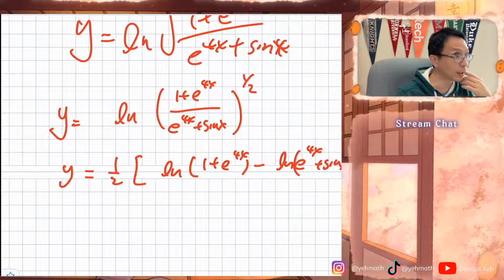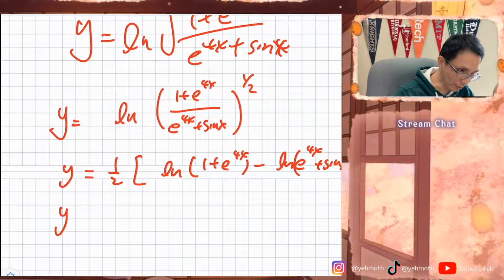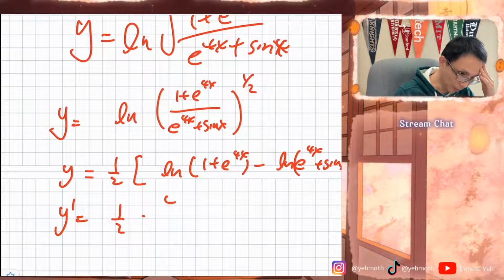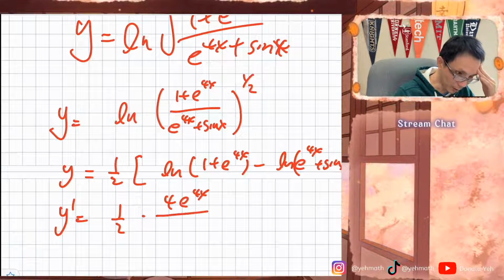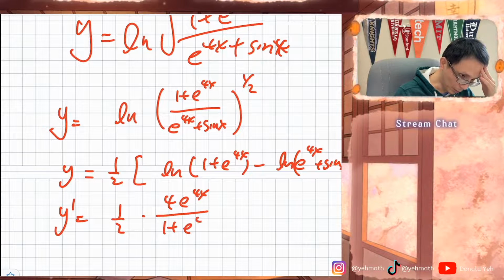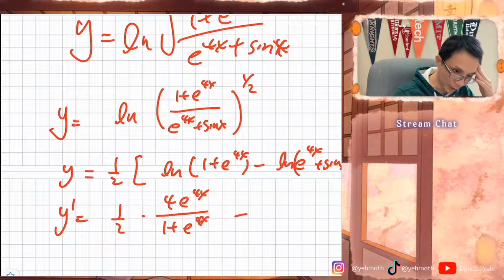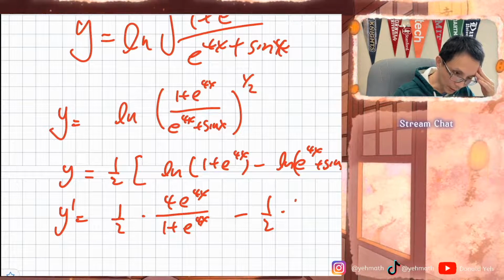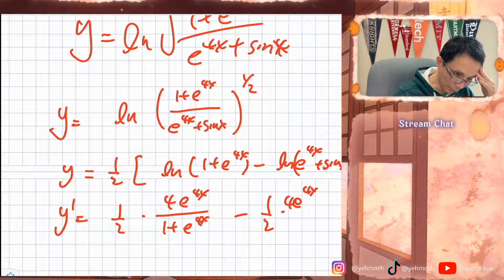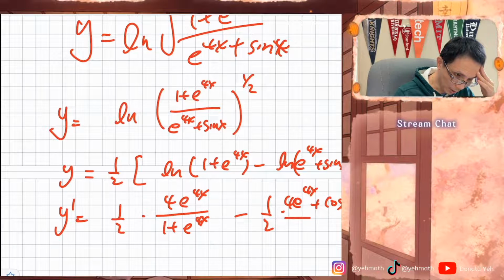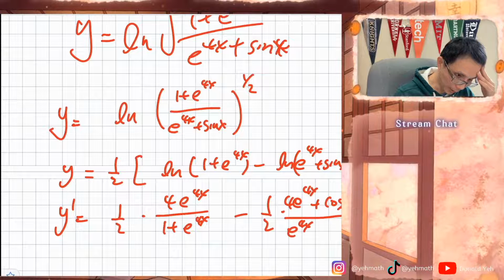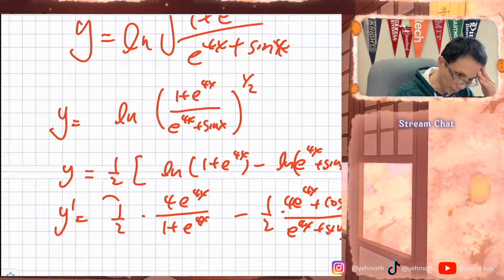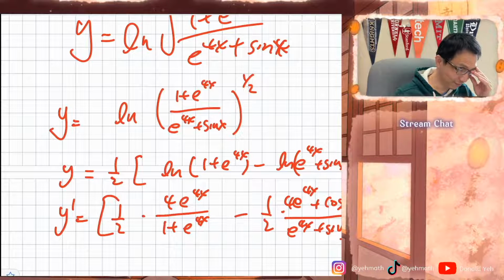Now there's still y. I can take a derivative now. It's going to be 1/2 times 4e to the 4x, because it's e^u over u, over 1 plus e to the 4x, minus 1/2 times e to the 4x times 4 plus cosine of x over e to the 4x plus sine of x. And that's the final answer.